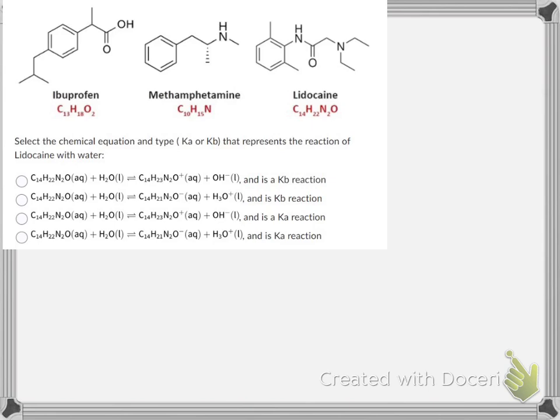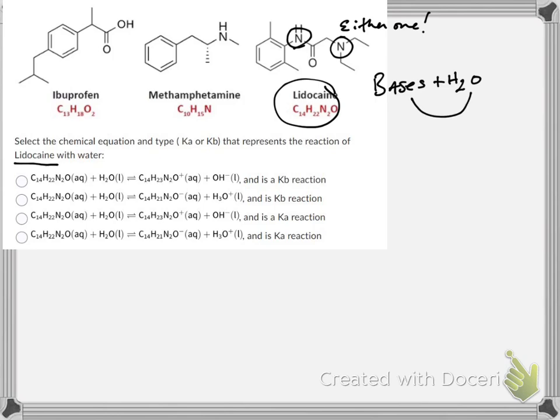Select the chemical equation and type Ka or Kb that represents the reaction of lidocaine with water. Okay, so then we have our first base analysis. Now this one has 2 to choose from, but either one is fine. What we see is that bases plus water, right? That means now the base takes on a H+. It gains an H and a positive charge. The result is water has now lost an H+ and becomes hydroxide ion.